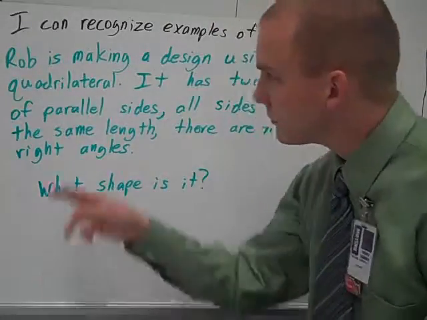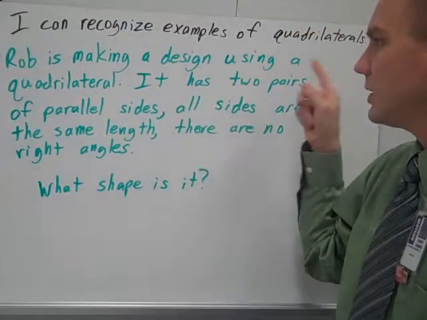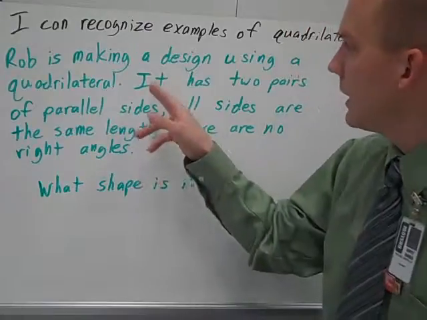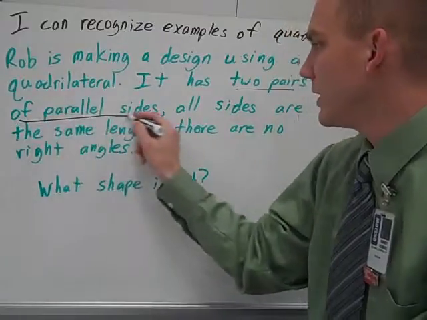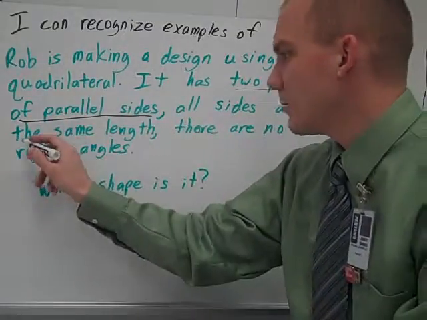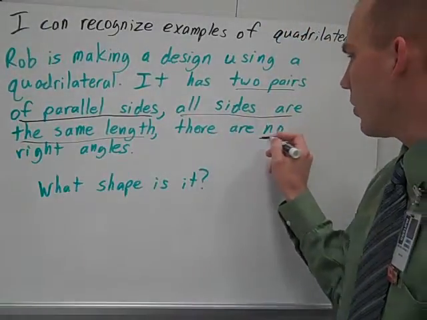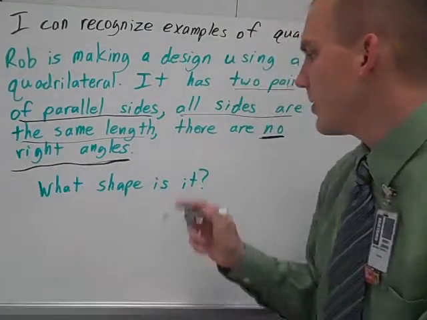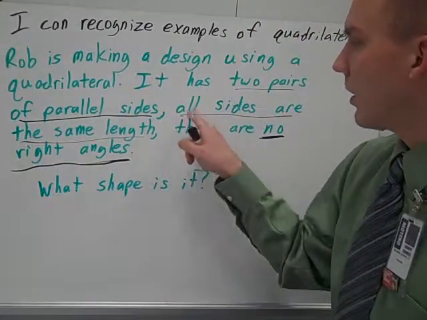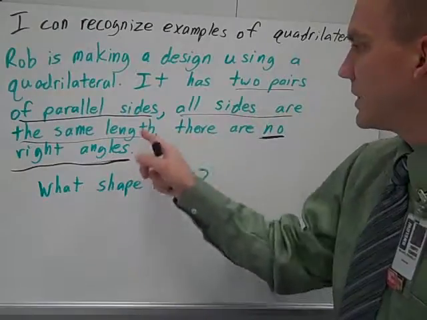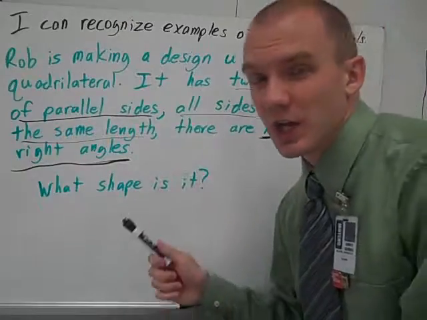Here's our challenge. I can recognize examples of quadrilaterals. Rob is making a design using a quadrilateral. It has 2 pairs of parallel sides. This is important information right here. All sides are the same length. There are no right angles. What shape is it? So you have to go back, look at your notes, and think what shape would meet all of these qualifications. There's 3 conditions here. 2 pairs of parallel sides, all sides are the same length, and no right angles. What shape would that be?